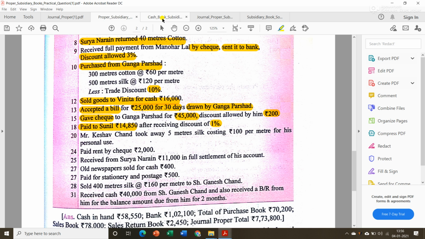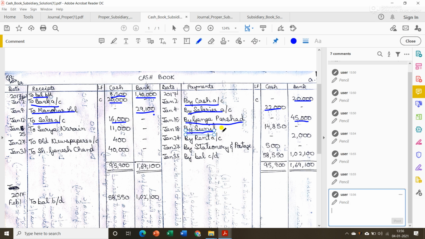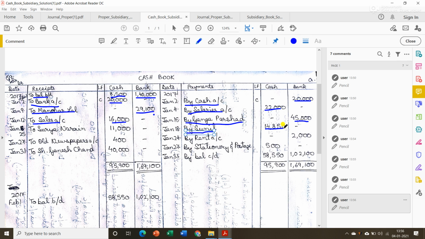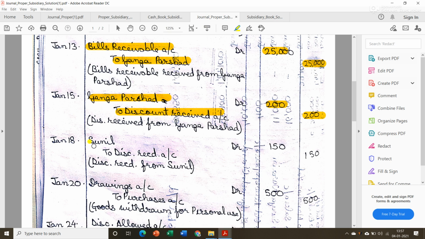So for payment of this 14,850 we will write in the cash book, that is by Sunil account, by Sunil 14,850 in the cash column. And for the discount of 1% we will pass a journal entry: Sunil debit to discount received account 150.